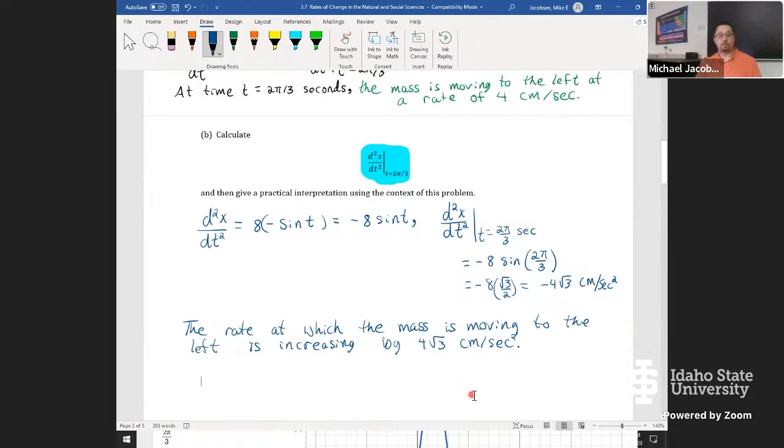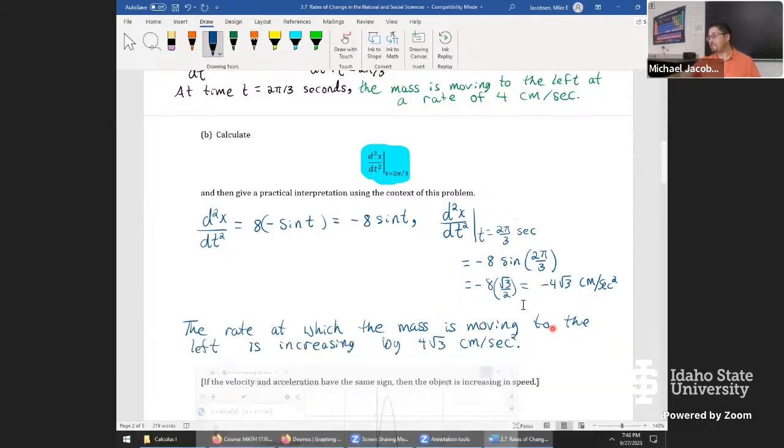Let's add this to the notes just so that there's a paper trail. If the velocity and acceleration have the same sign, then the object is increasing in speed. So that was what's happening in this particular problem for our mass. Does that make sense to folks on this particular situation here?